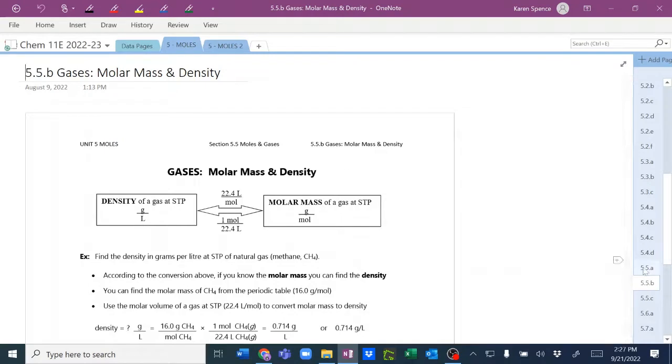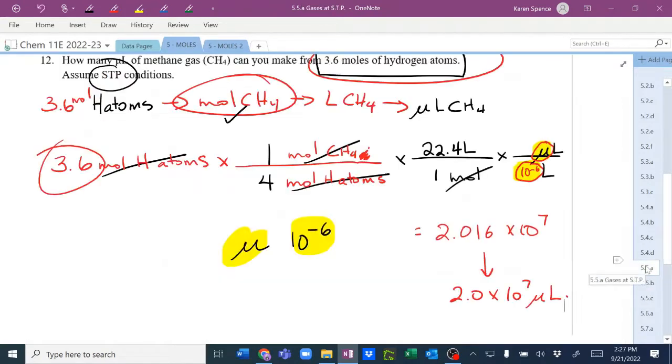That's right. Anytime you're converting between metric units, like with the tens, those are all infinite sig figs.